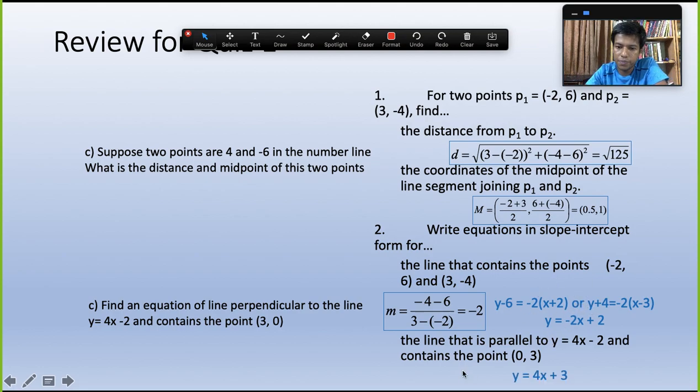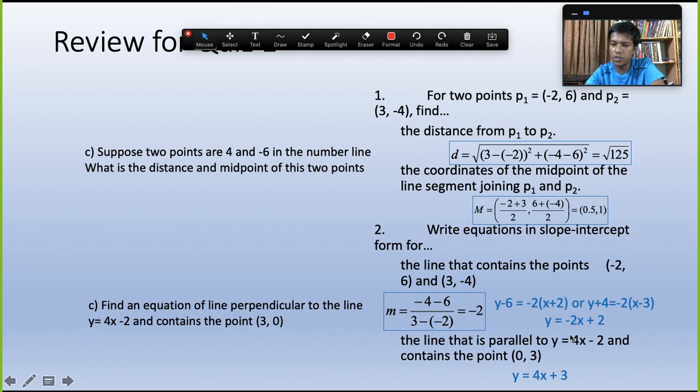The line is parallel to this and contains this point. So if it is parallel, that means the slope will be the same. And then for going through the point, we will have to use this same structure once again. Same structure means point-slope form once again here. Just like our last class examples.